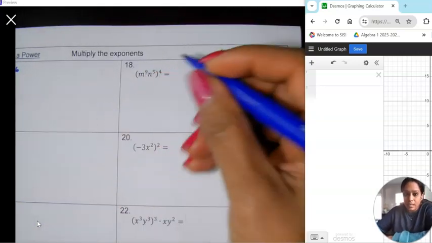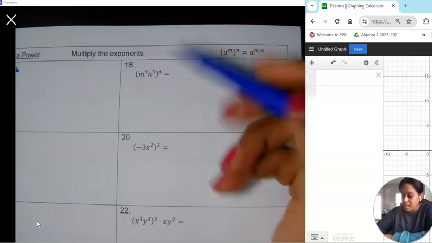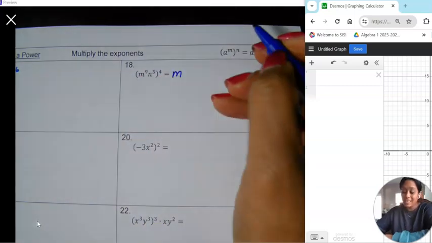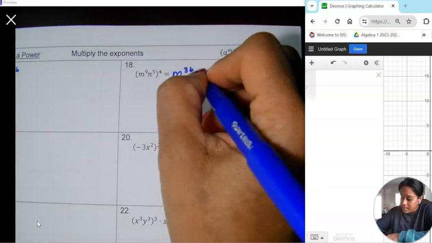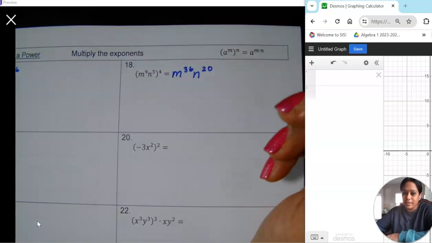Here you need to go ahead and distribute the 4 to everything. So here you're going to do m to the 9 times 4, which is 36, times n to the 5 times 4, which is 20. It's weird, but it is what it is.